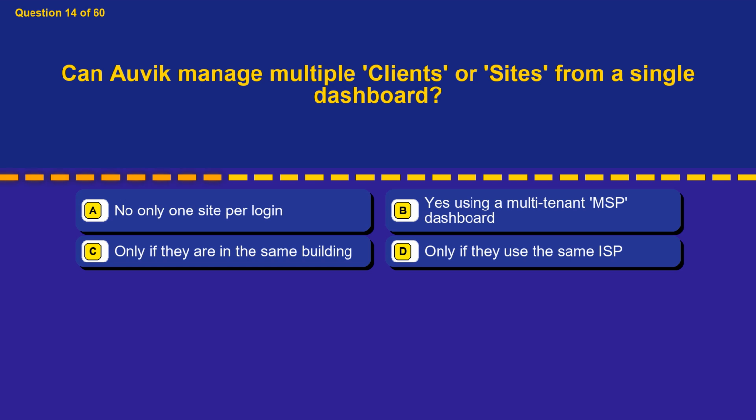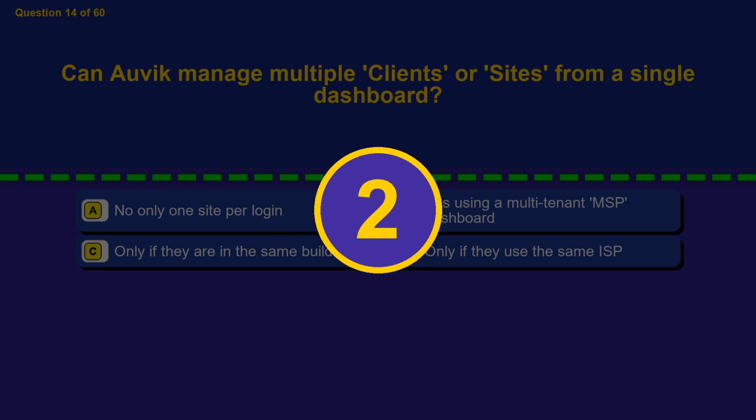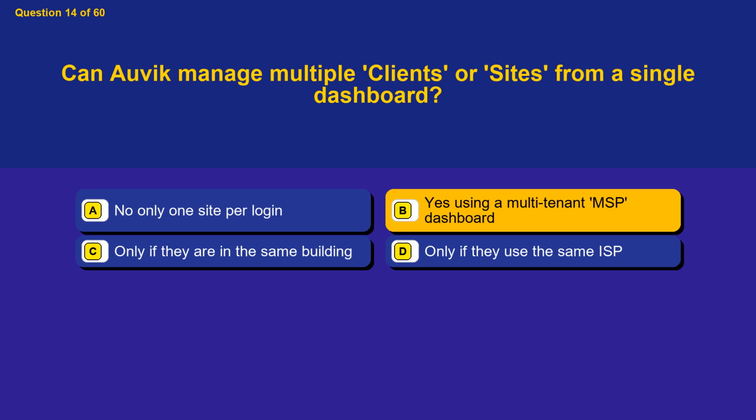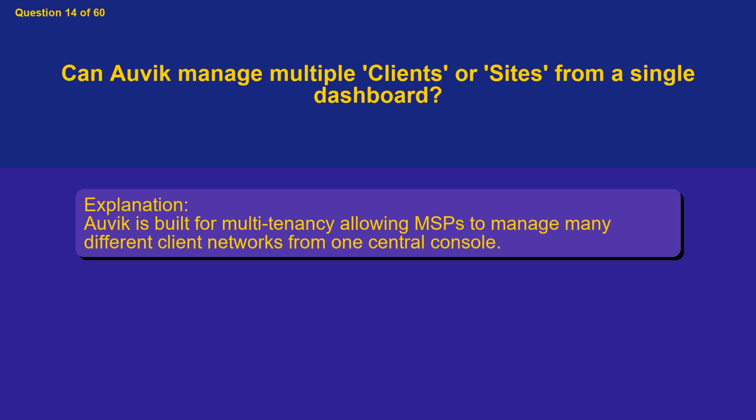Option A. No, only one site per login. Option B. Yes, using a multi-tenant MSP dashboard. Option C. Only if they are in the same building. Option D. Only if they use the same ISP. The correct answer is option B. Yes, using a multi-tenant MSP dashboard. Auvik is built for multi-tenancy, allowing MSPs to manage many different client networks from one central console.